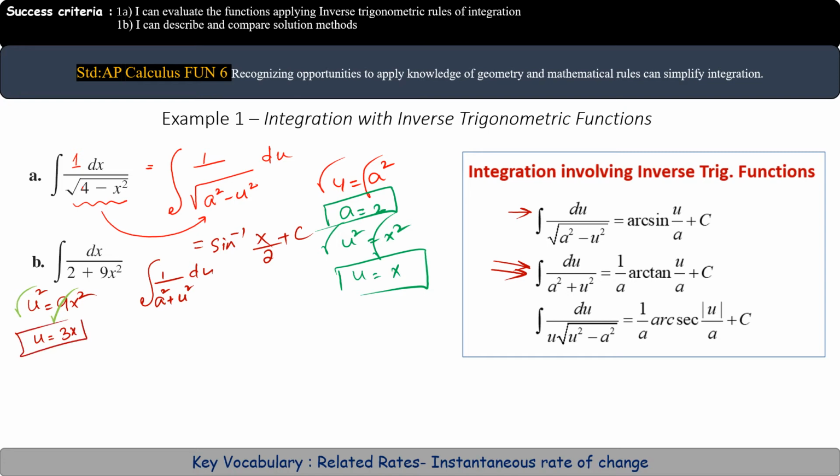Now a square equals what? So a square equals 2. Take the square root on both sides, so a equals square root of 2. Just replace in the formula of arctangent. It's written 1 over a, so you will write 1 over square root 2. Arctan or tan inverse are the same things. u over a. So u is 3x and a is square root 2, plus c. That's all.